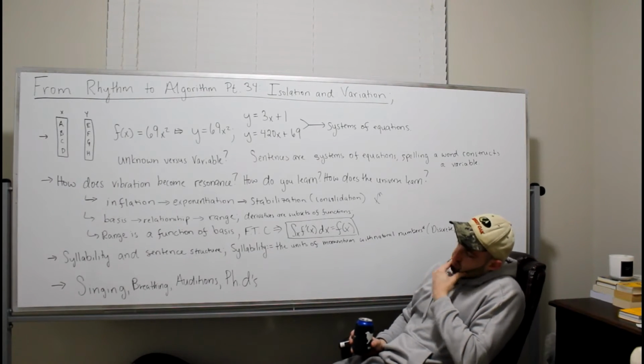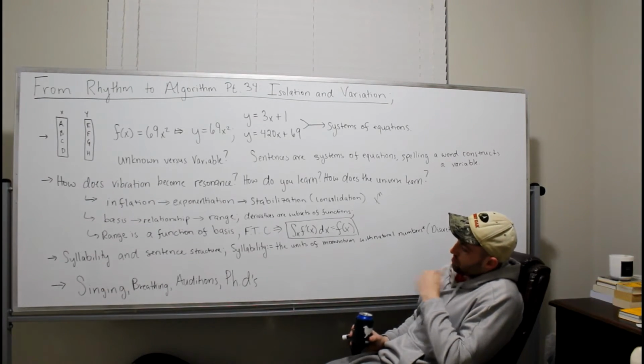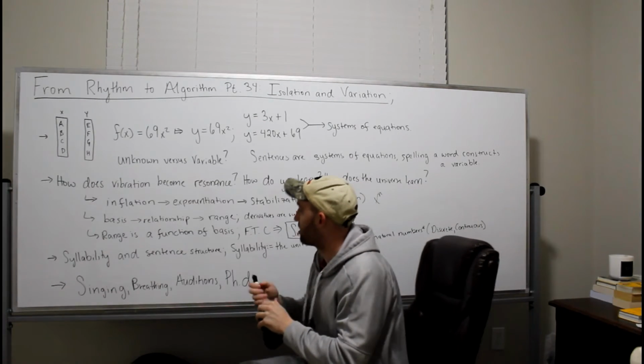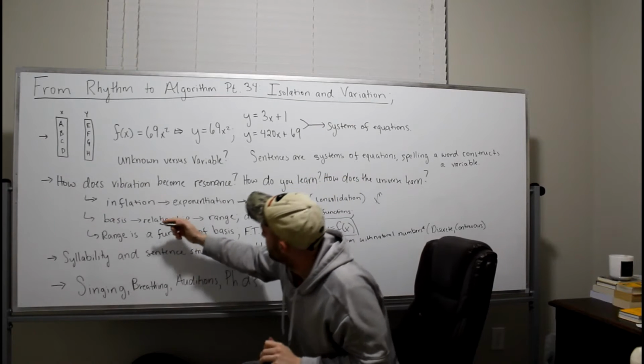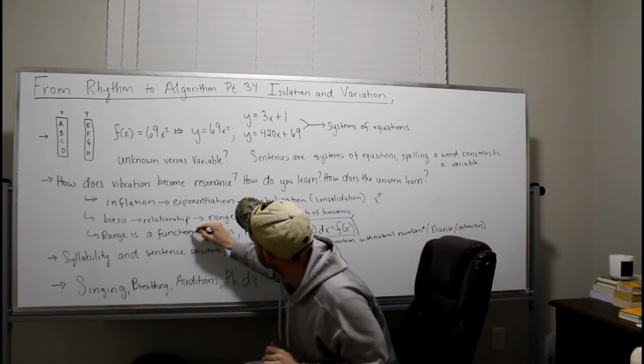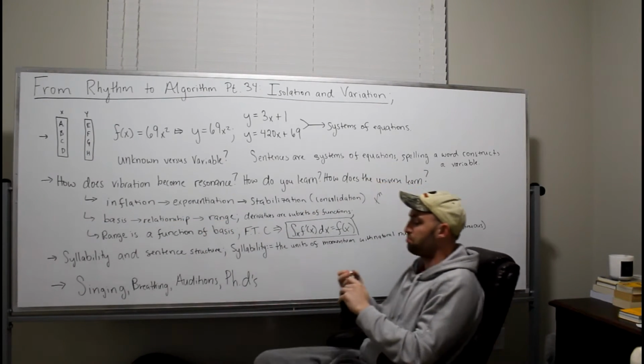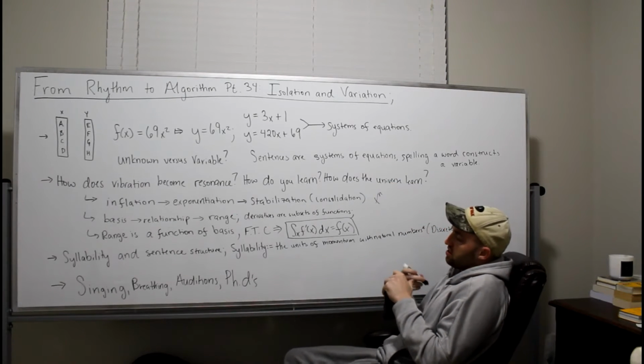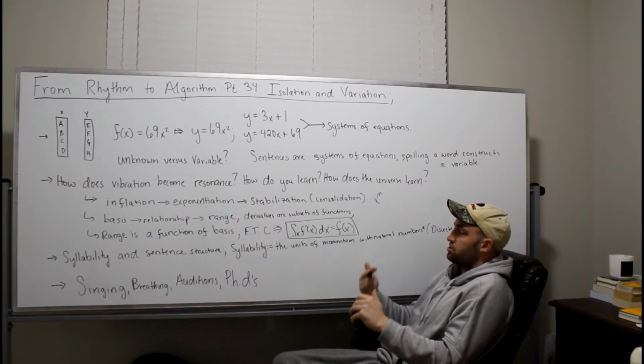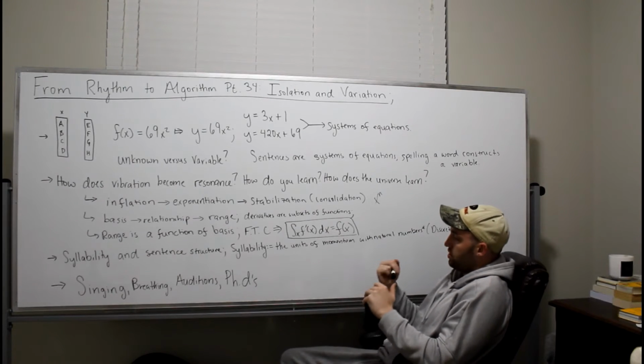And then I have "range is a function of basis," and I'll put quotations on here, because I even think this is a little off, I can do better here. Range is emergent from basis. But the relationship of a basis to a range is what a function is.